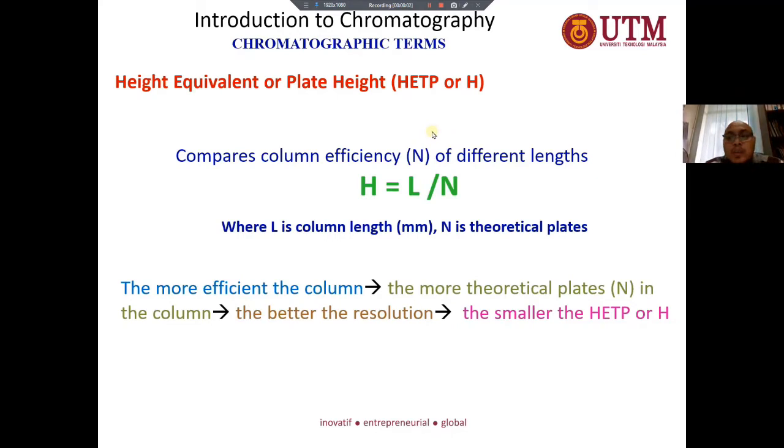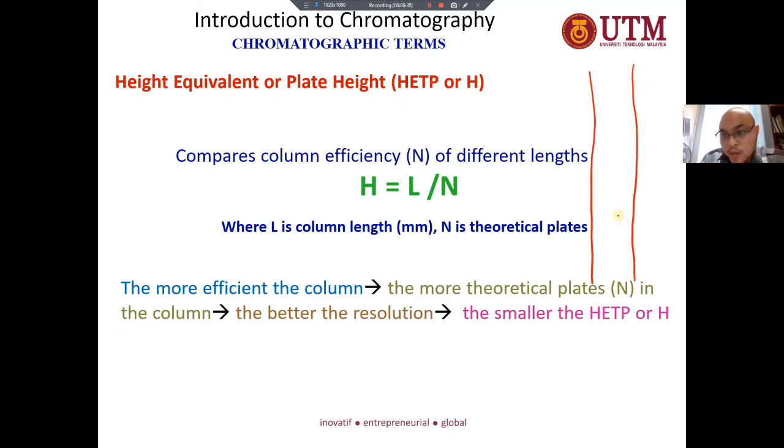Okay, the next one we will learn is the height equivalent to a theoretical plate, or plate height. It compares the column efficiency of different lengths of column, where L is the column length and N is the theoretical plates. Let's imagine it like this. This is your column. You can imagine your column has plates inside. The higher the number of plates, the better the efficiency.